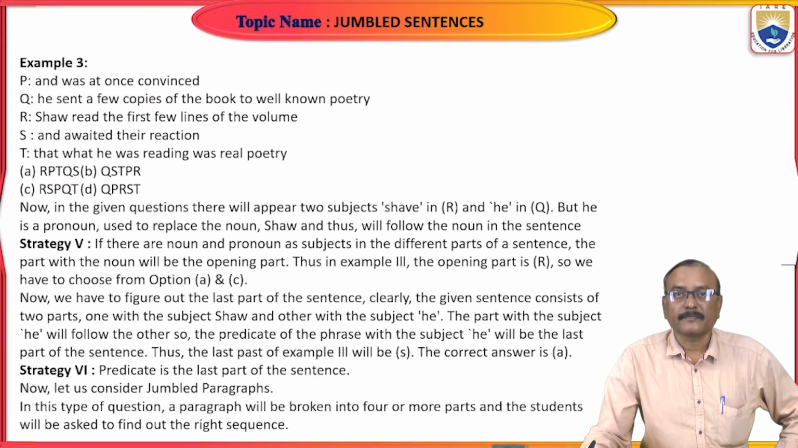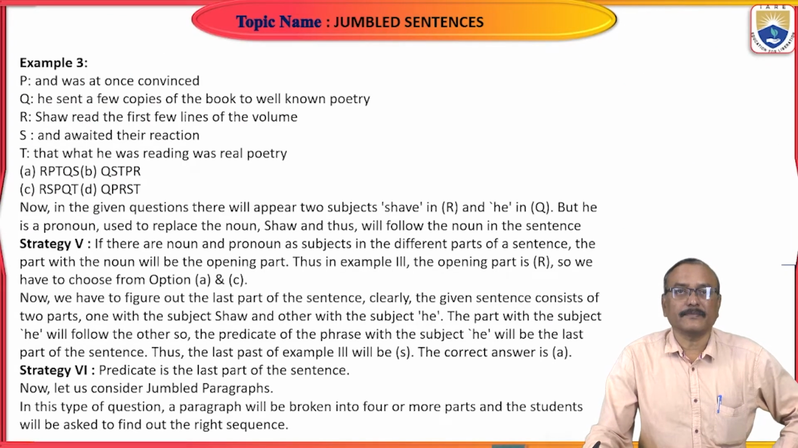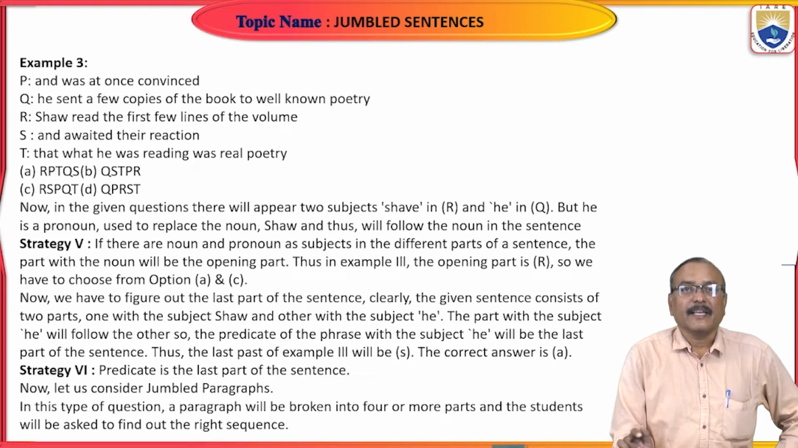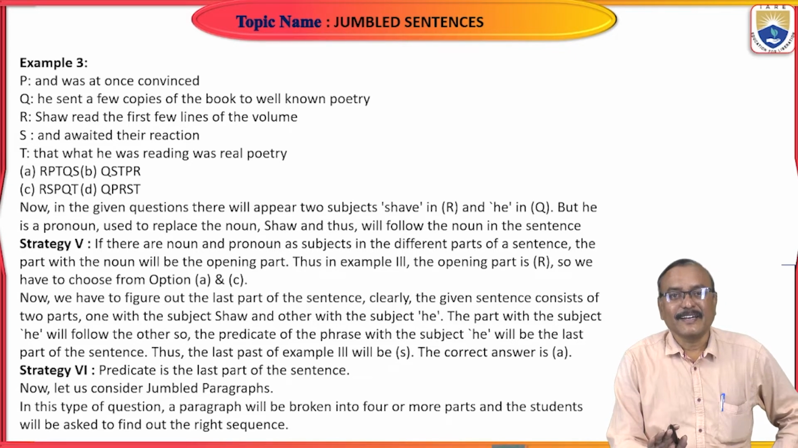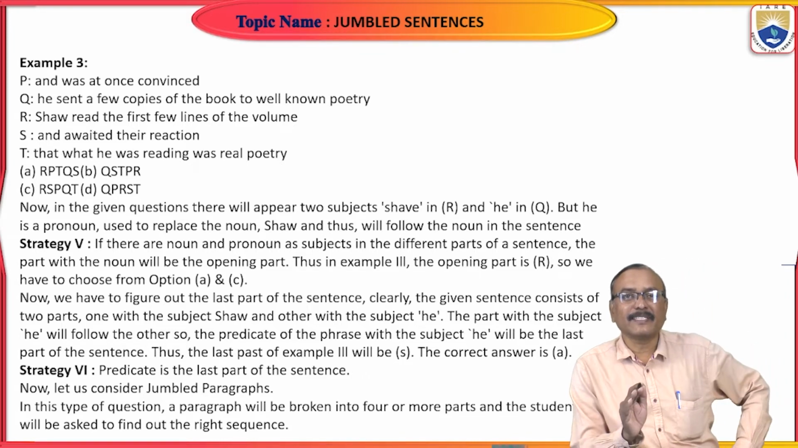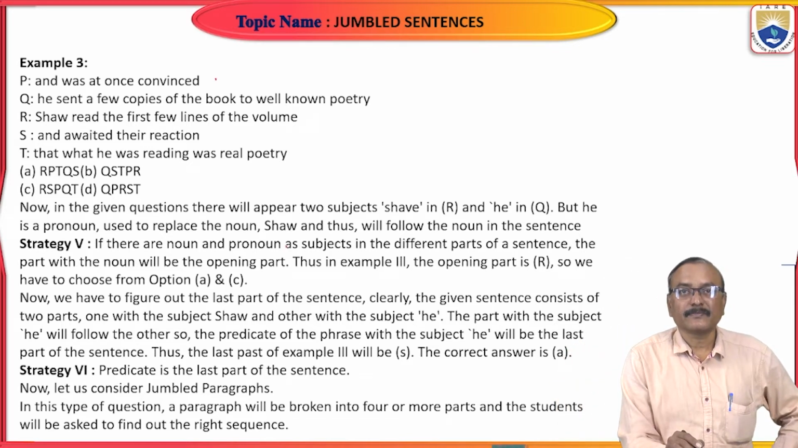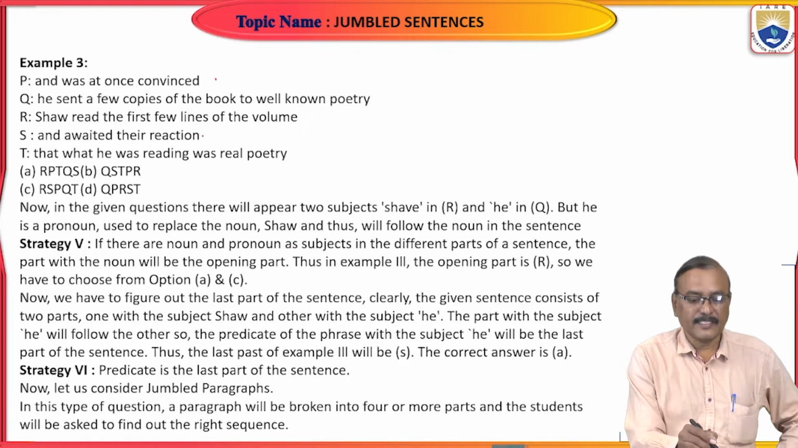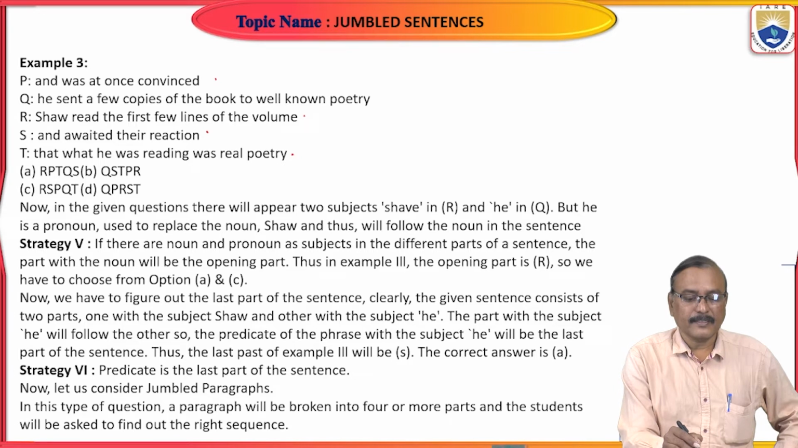Next one. Okay. Next, is there any other example? Third example. Let us go to third example. "And was at once convinced." So no sentence begins with "and". First one, no paragraph begins with a pronoun, or no sentence begins with a conjunction like that. Is it clear? So P is not the first sentence. S is not the first sentence, and T is also not the first sentence. So first sentence may be Q or R.